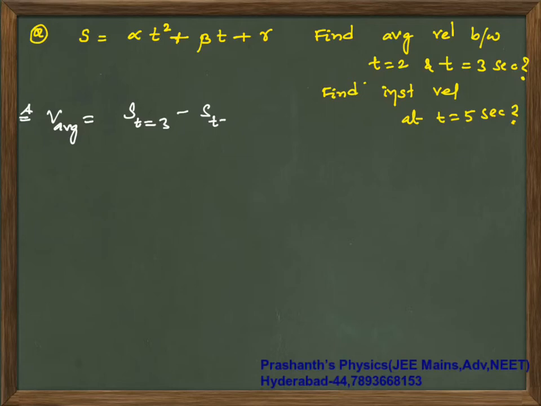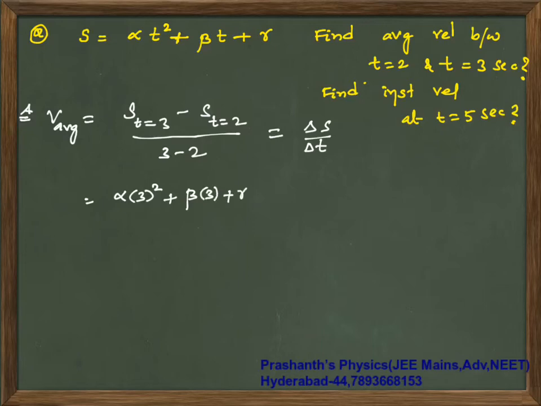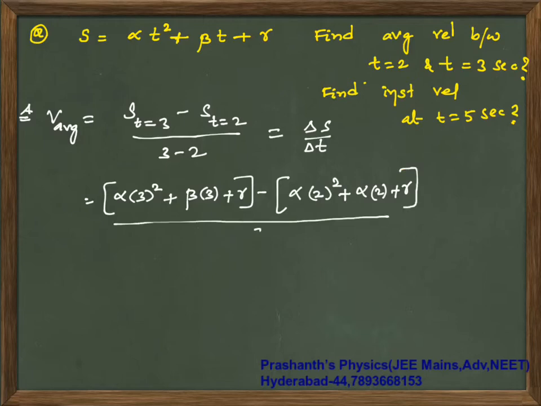Now how you will solve this is, V average is S at t equal to 3 minus S at t equal to 2, by t2 minus t1. Actually you have to keep vectors, but for now just consider the magnitudes. Your formula is delta S by delta t. So that will give you alpha into 3 square plus beta into 3 plus gamma, minus alpha into 2 square plus beta into 2 plus gamma, whole divided by 3 minus 2. That will give you the average.